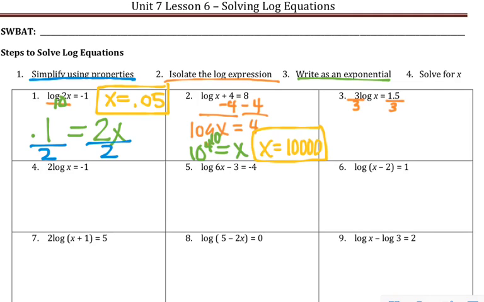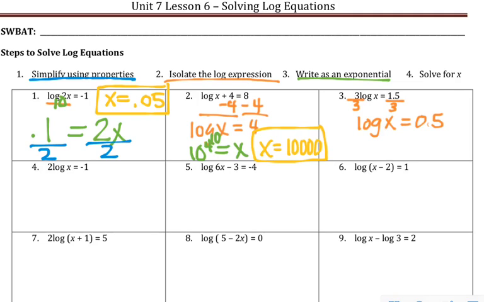So we divide. What is 1.5 divided by 3? 0.5. 1 and 1/2 divided by 3 is 0.5, which equals 1/2. Okay, I thought you said 1 and 1/2. Okay, we're good then. All right, so log of x equals 0.5.